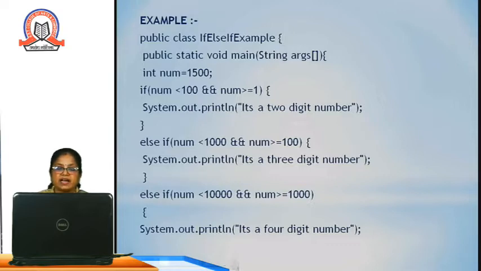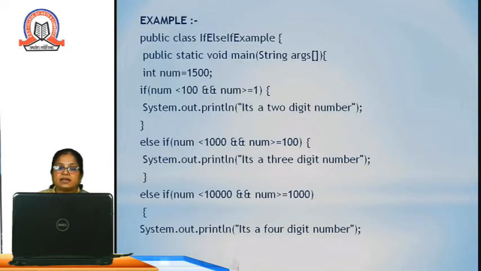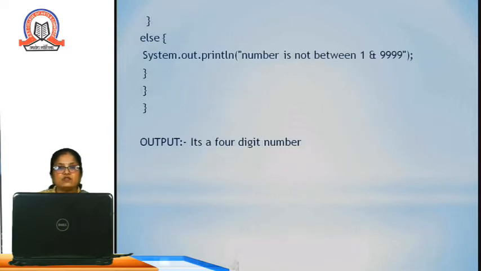Otherwise it will check again: else if num less than 1000 and num greater than or equal to 100, it means the number is a 3-digit number. Again it will check else if num is less than 10,000 and num greater than or equal to 1000, it means the number is a 4-digit number. Else, this is the default part, it will give number is not between 1 and 9999. But in our case the number is 4-digit, so it will give the answer it is a 4-digit number.